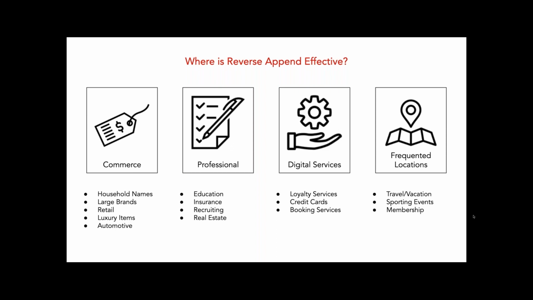So where is reverse append effective? I can keep on going over this. In commerce, you're looking at almost all retail, automotive, ways in which just to identify people looking at your specific brand, being able to be product specific in that search as well. Within professional, you're looking at insurance, real estate, people looking at houses, maybe a realtor, people that are searching for realtors. This could be an extremely effective form.